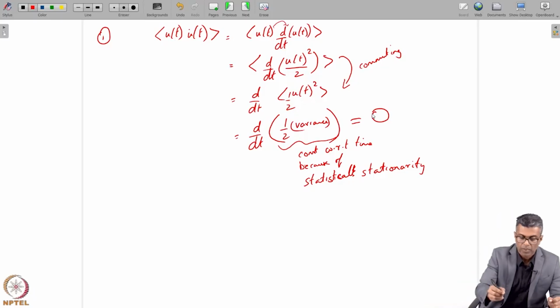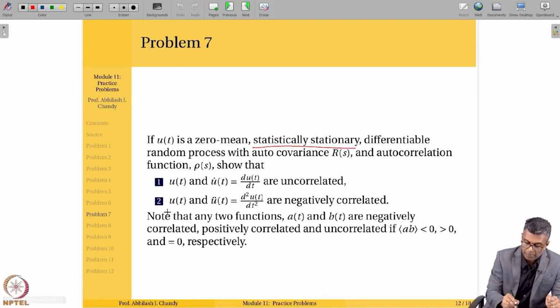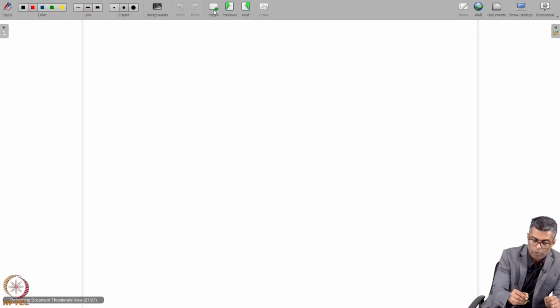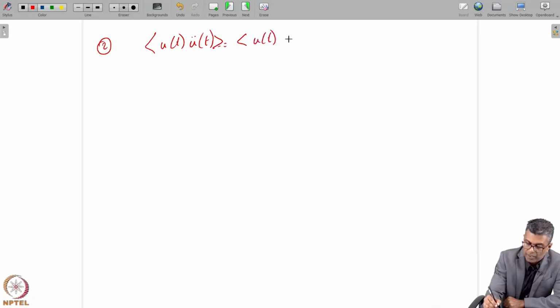Okay, now let's go to the second part. The second part is u(t) and u double dot of t. So I'll go to one more page here, write it on a blank page, and I want to find out the covariance of u(t) and u double dot of t. So that would be the covariance of u(t) times d squared/dt squared of u(t), isn't it?